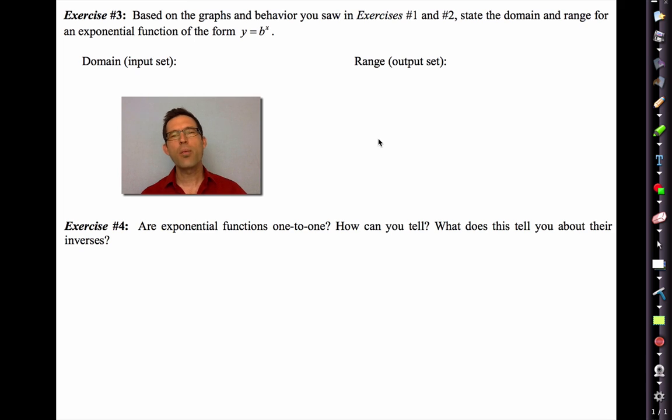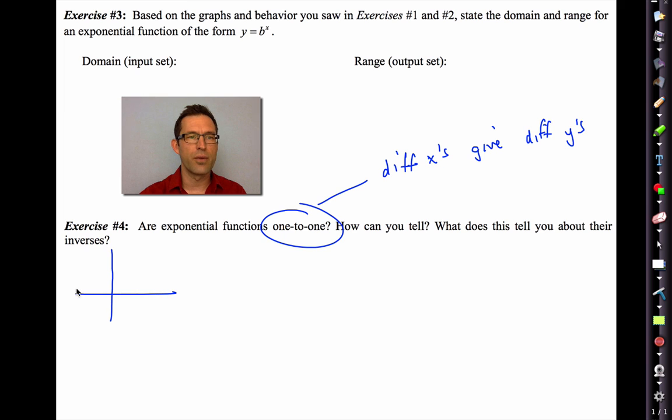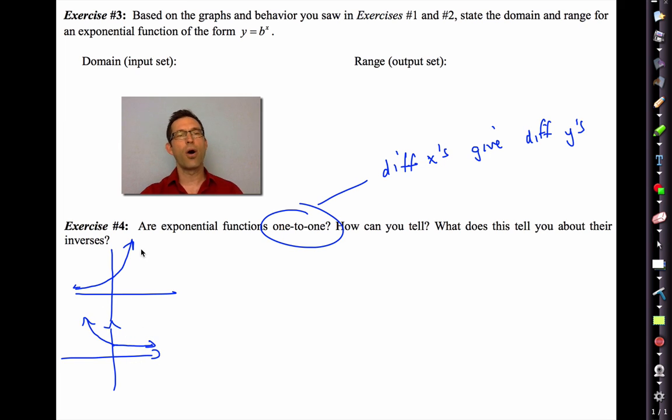All right, well, remember what a one-to-one function really is. A one-to-one function means that different x's give different y's. So no y's get repeated. Well, if you think about their graphs, whether it's an increasing exponential graph or a decreasing exponential graph, because they're always increasing or always decreasing, they are definitely one-to-one.